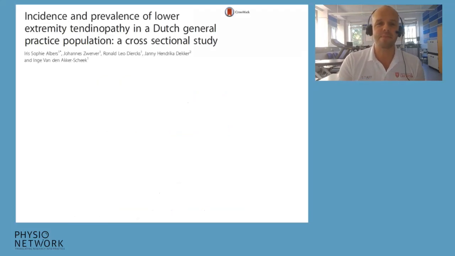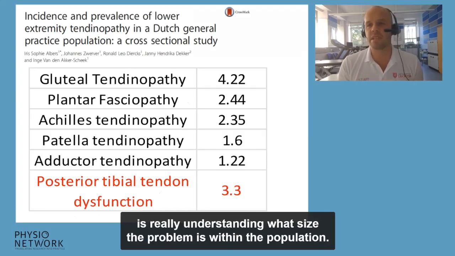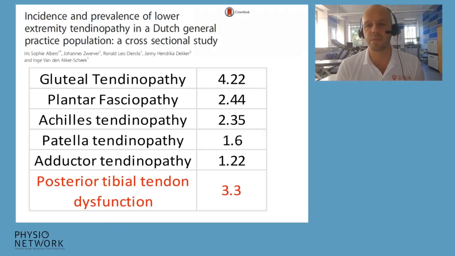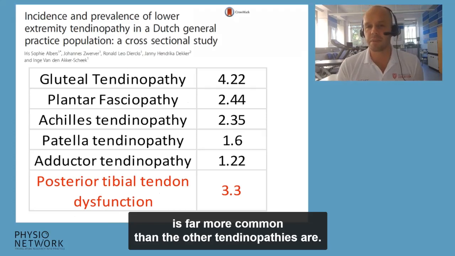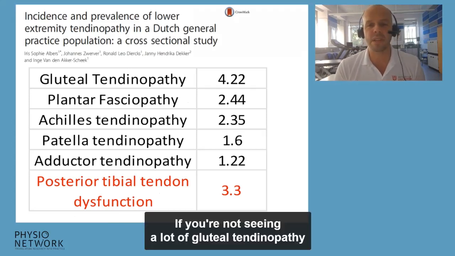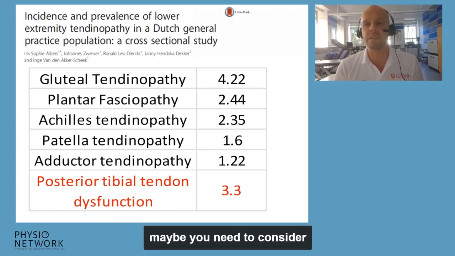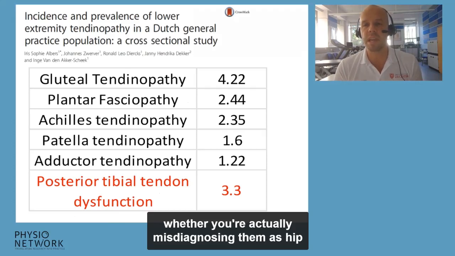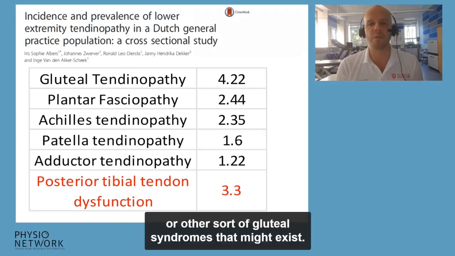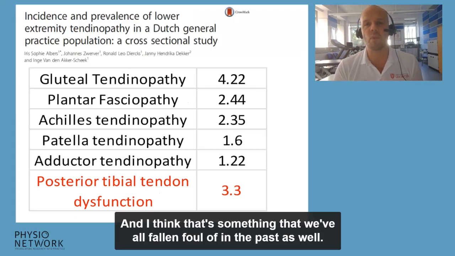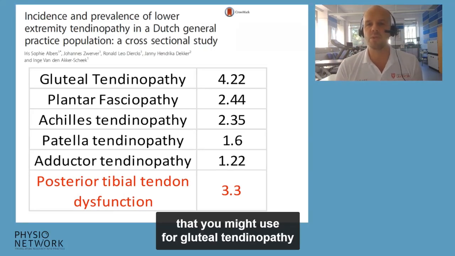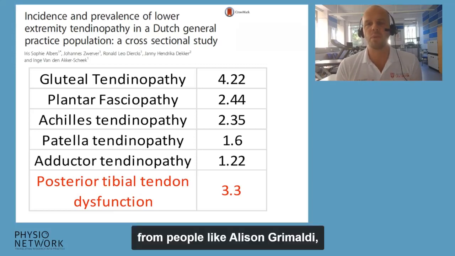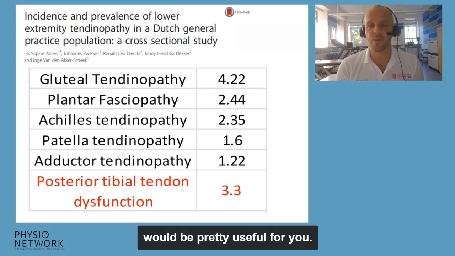So let's get cracking. One of the big things when we consider tendinopathy is really understanding what size the problem is within the population. And this fantastic study from the Dutch group led by Elbers at the time showed that gluteal tendinopathy is far more common than the other tendinopathies are. If you're not seeing a lot of gluteal tendinopathy within your clinical practice, maybe you need to consider whether you're actually misdiagnosing them as hip or other gluteal syndromes that might exist. And I think that's something that we've all fallen foul of in the past as well. And looking at some of the testing processes that you might use for gluteal tendinopathy from people like Alison Grimaldi would be pretty useful for you.